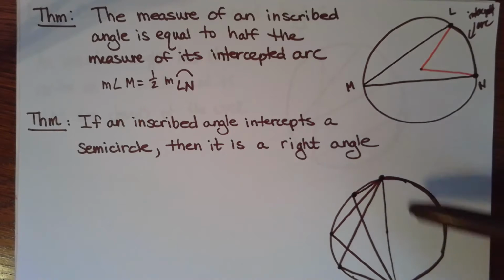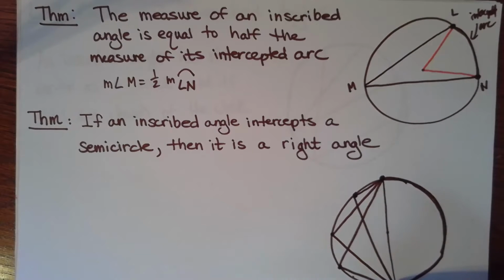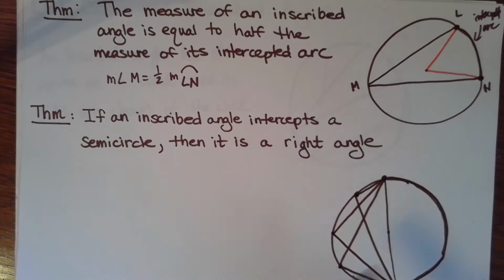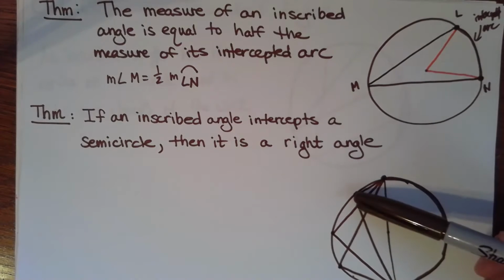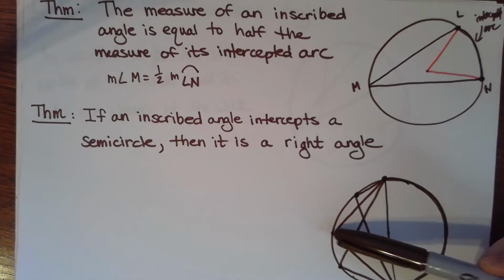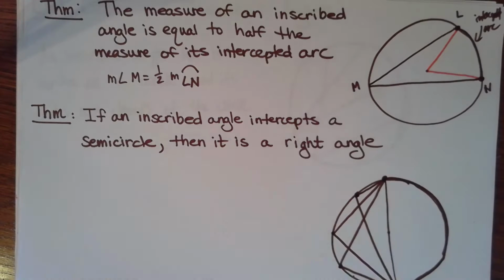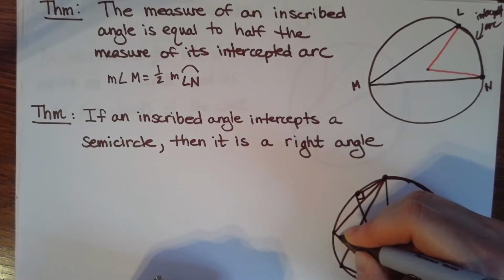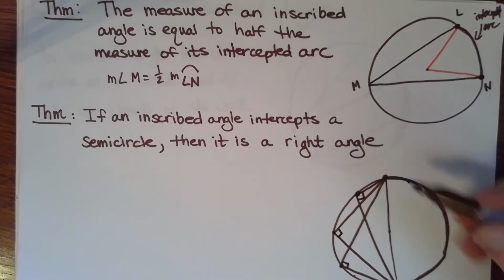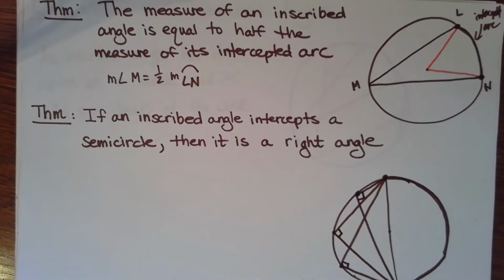The measure of a semicircle is 180 degrees. Because these angles intercept that arc that is 180 degrees, these angles will all be half of that. So this is half of 180, which is 90. This is half of 180, which is 90. It doesn't matter where the angle is, it will always be a right angle because it's intercepting an arc of 180 degrees and its measure is half of that. It's 90.